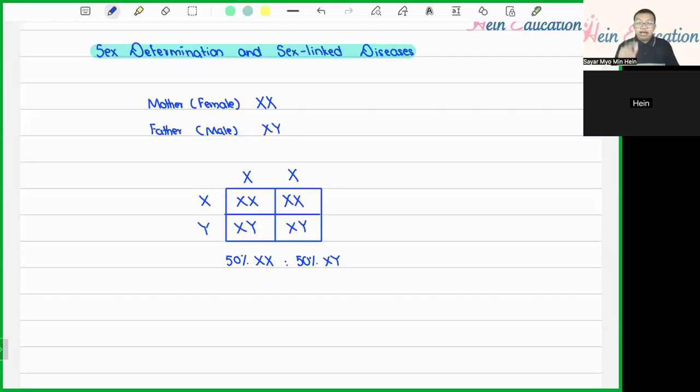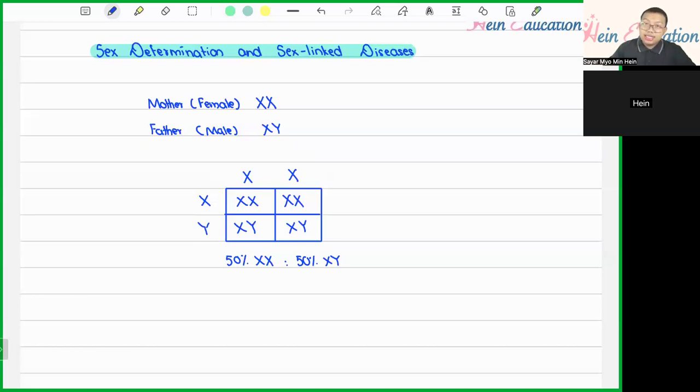But if a father gives a sperm containing a Y chromosome, then they will produce a boy, or they will give birth to a male baby, right? So this will be sex determination. And after that, we have to look at sex-linked conditions.